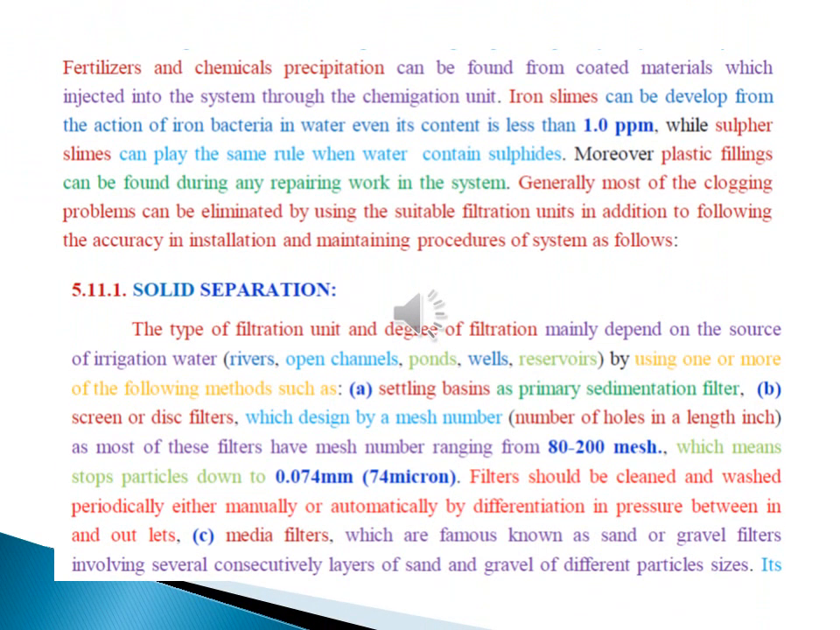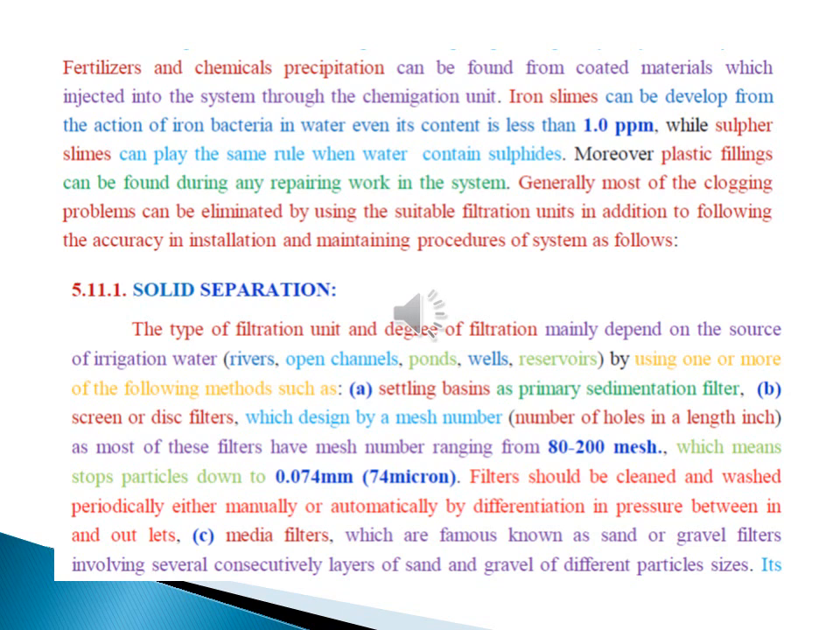The rest of the clogging problems. Fertilizer and chemical precipitation can come from coated materials injected into the system through the chemigation unit. Iron slime can develop from the action of iron bacteria in water even if its content is less than 1 ppm, while sulfur slime can play the same role when water contains sulfur. Moreover, plastic fillings can be found during any repair work in the system. Generally, most clogging problems can be eliminated by using a suitable filtration unit, in addition to following accuracy in installation and maintenance procedures of the system as follows.